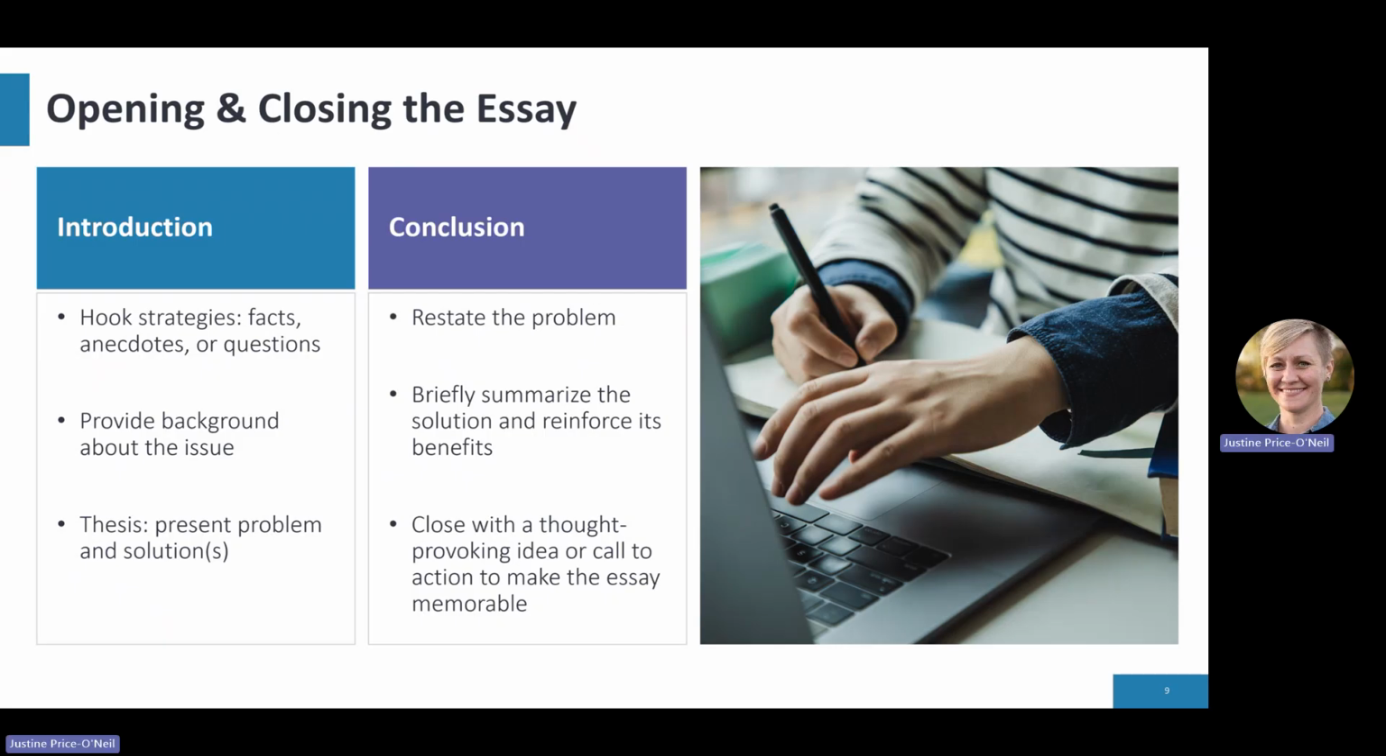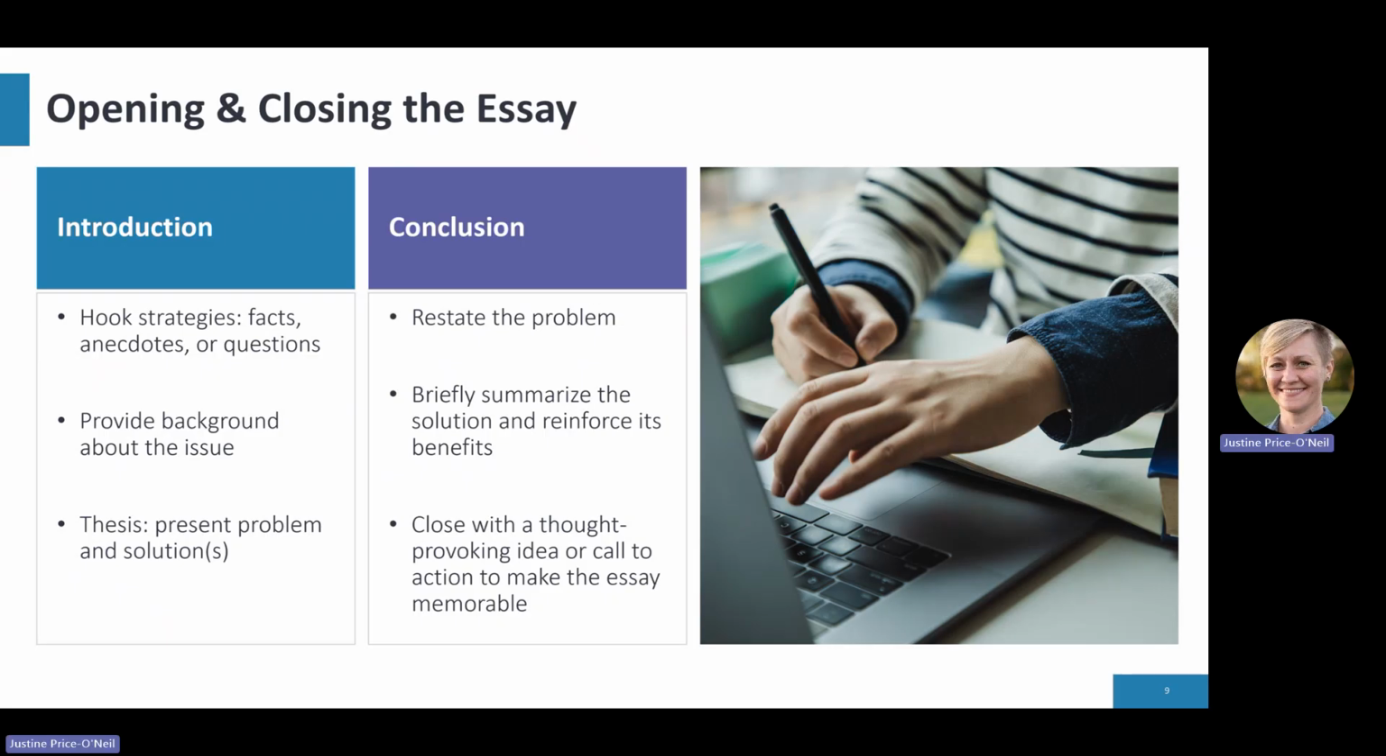Then you would get into the issue itself and provide background, any information the reader needs to know to understand the issue before you delve into exactly what the problem is and the solution. And then you would end with your thesis statement. And your thesis would present both the problem and the solution, or multiple solutions if you have them, in one sentence.